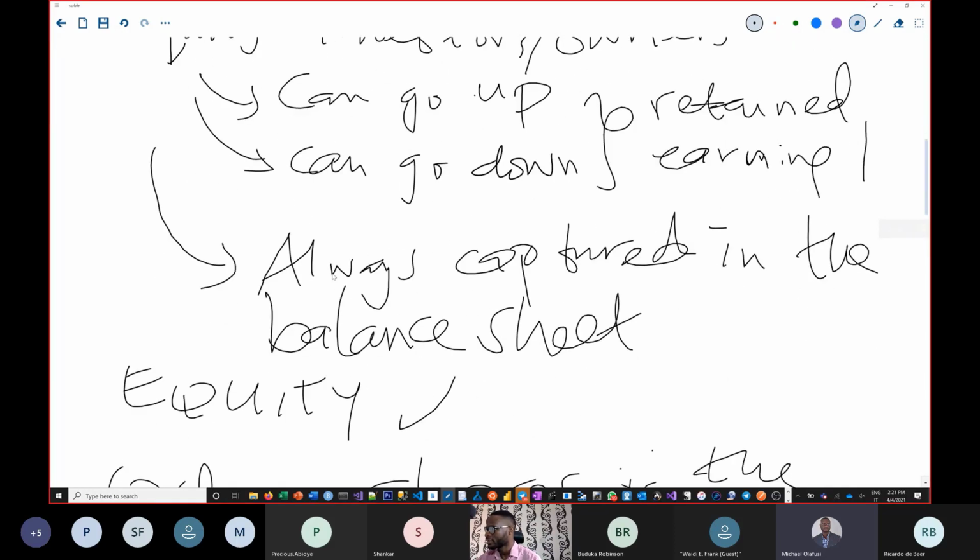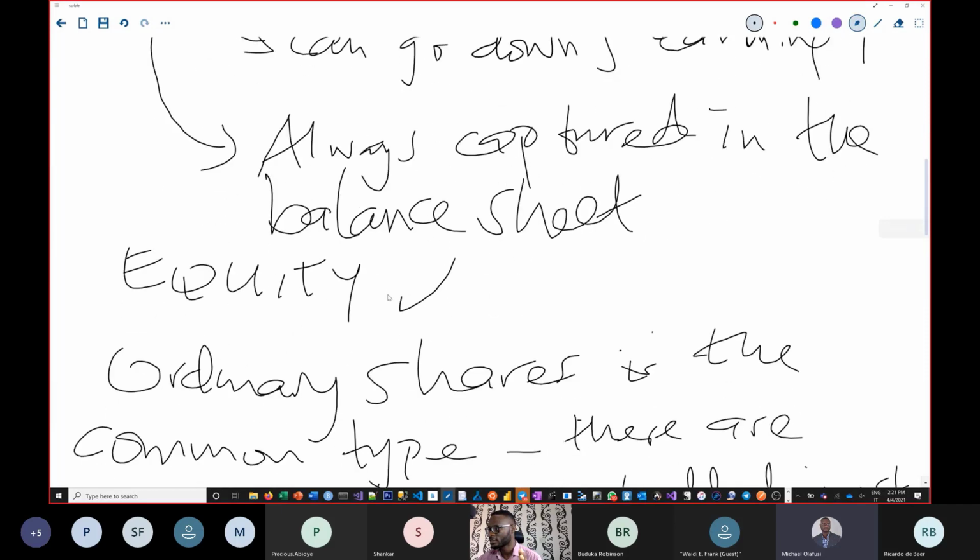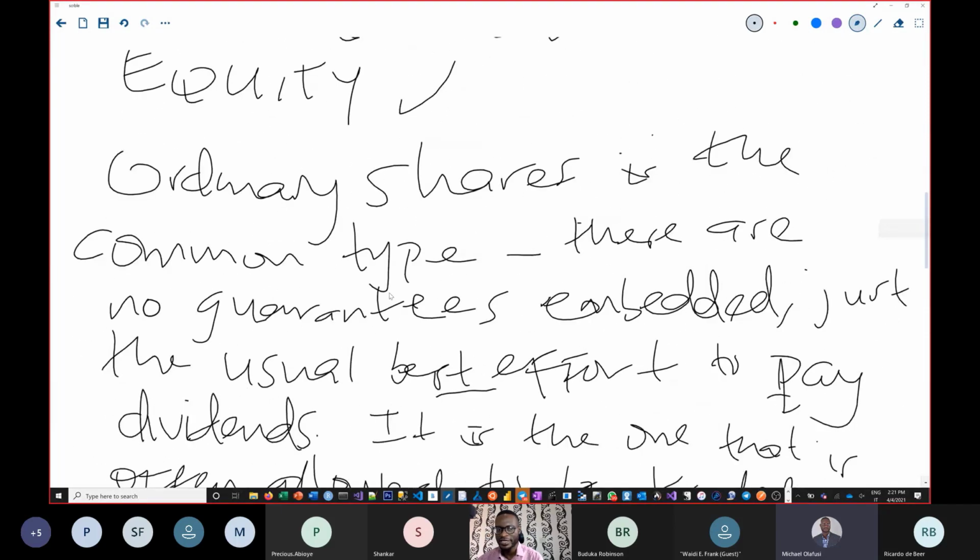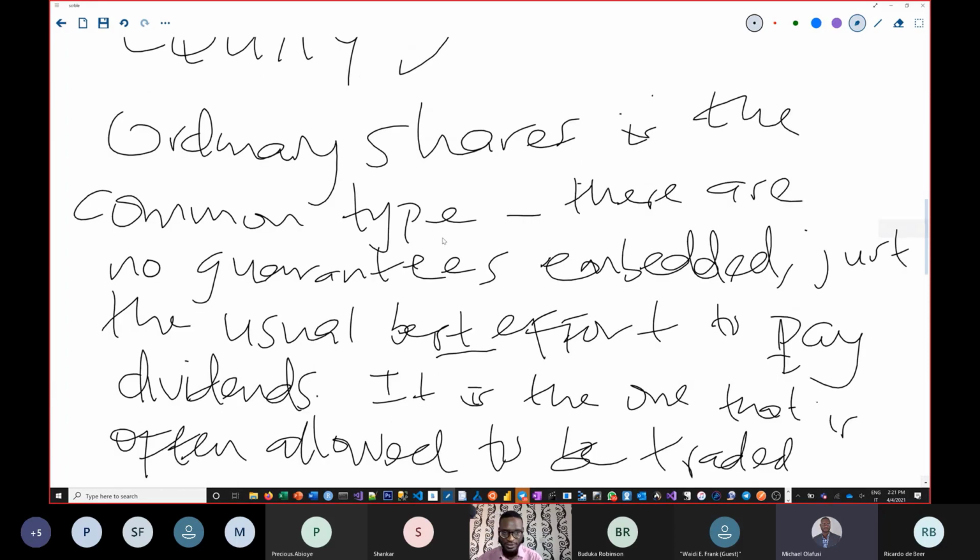And then I said equity is always captured in the balance sheet. So that one is very straightforward. You take a company's balance sheet, you will see the equity position there. Then I moved on to say there are generally two types of equity. There are the ordinary shares, also called the common shares, the common type. If you buy into any company's shares online, via the stock market, you are buying ordinary shares. There's no confusion about that. All the shares you buy on the stock market are ordinary shares.